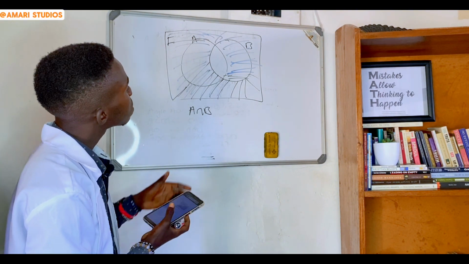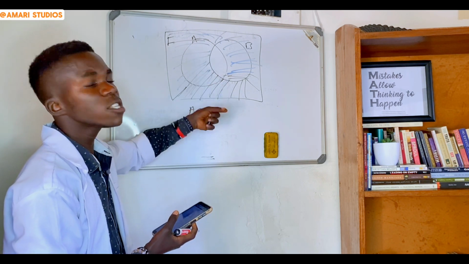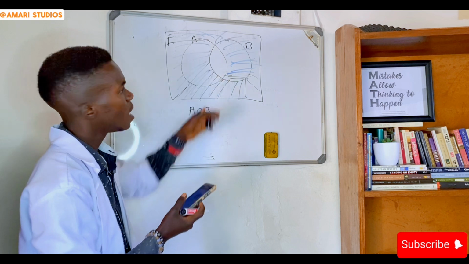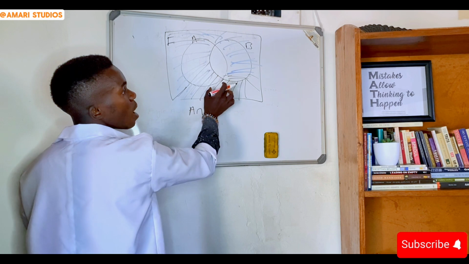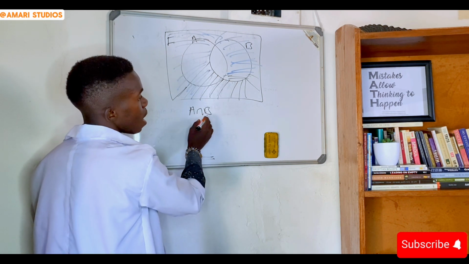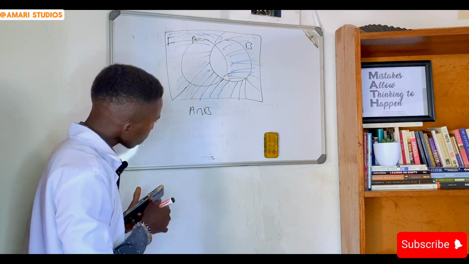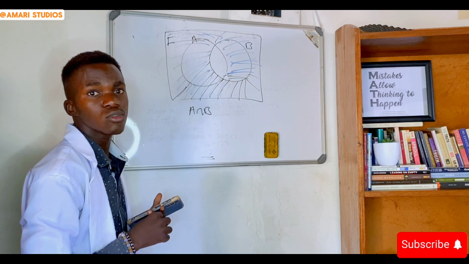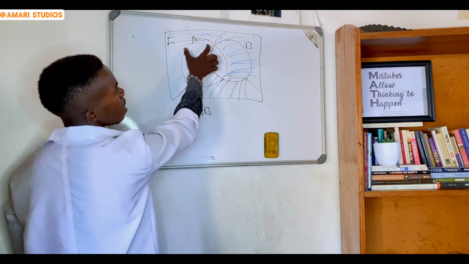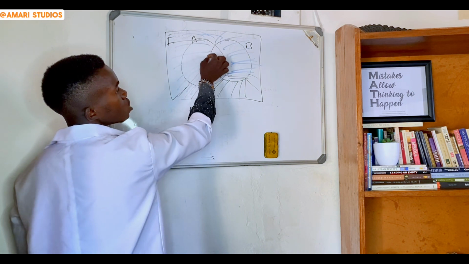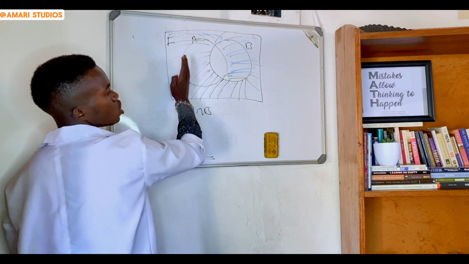They want us to describe the shaded region. For us to describe the shaded region, we first need to describe the unshaded region. The unshaded region in this question is the intersection part of A and B, so you're going to write A intersection B. Since the intersection part was not shaded, how are we going to describe the shaded region?